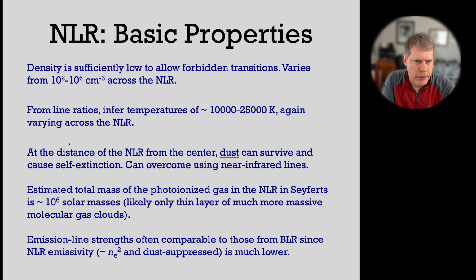Okay, then if you look at the observed line ratios and do photoionization modeling, you can infer temperatures of the gas in the narrow line region. It's between about 10,000 and 25,000 Kelvin, again, varying across the narrow line region spatially. And this is a very important point. At the distance of the narrow line region from the nucleus, from the center, dust can survive. The intensity of ionizing radiation has dropped off sufficiently, and the gas is sufficiently cool that it doesn't sputter dust. And so dust is able to survive in the narrow line region and cause self-extinction.